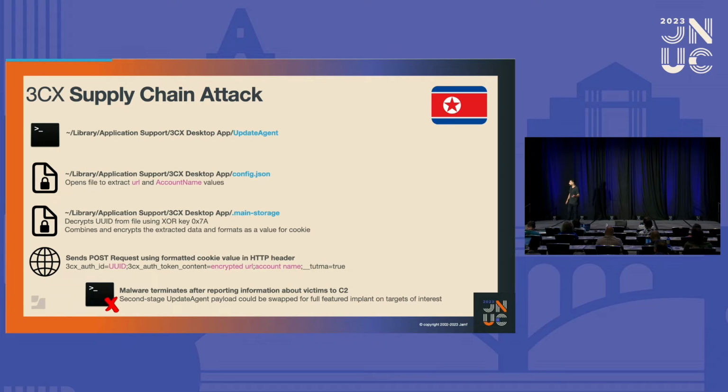The second stage malware, the update agent, goes and opens a config file, presumably a legitimate file by 3CX called config.json, to grab the URL and account name values. And then it decrypts this UUID from the main storage file I wrote earlier using the same XOR key 7A. And then combines this, sends a POST request again to the C2 with a formatted cookie, and then the malware terminates.